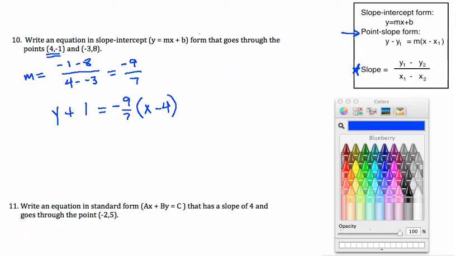Okay, and then I'm going to distribute this -9/7. So y plus 1 equals, okay, -9/7 times x is -9/7 x. That one's easy enough. And then for -9/7 times -4, you're just going to put that in your calculator like this: -9 divided by 7 times -4. Okay, I'm going to do that in my calculator right now.